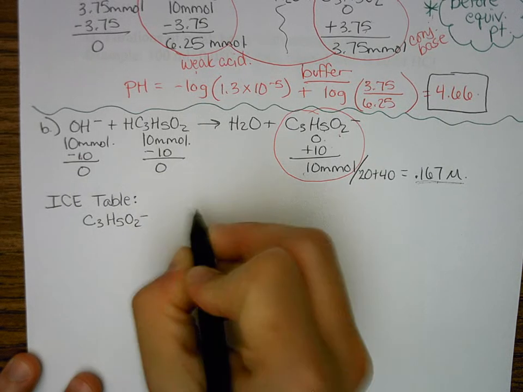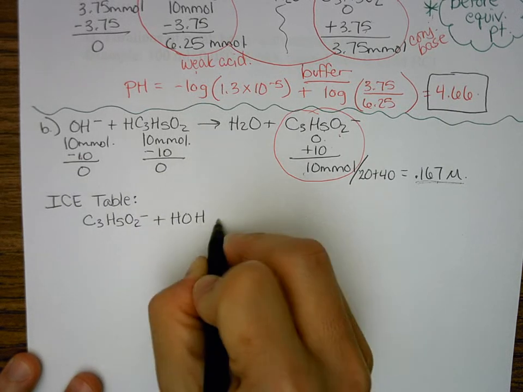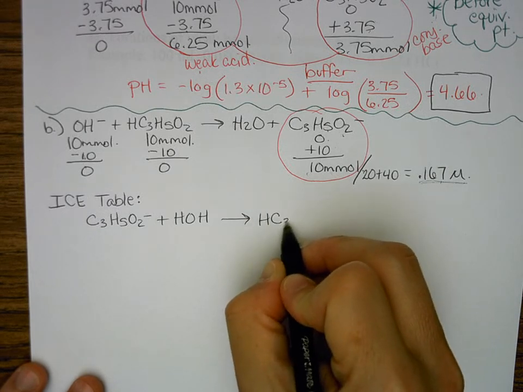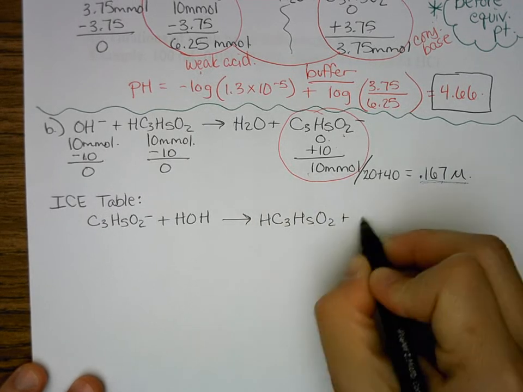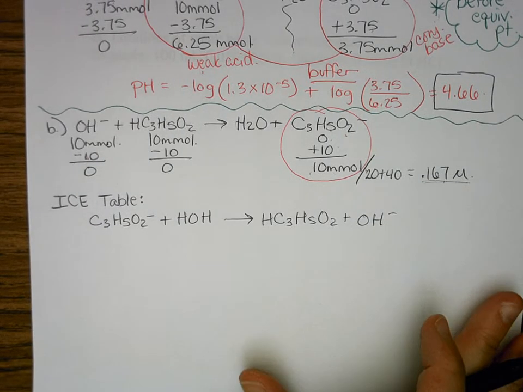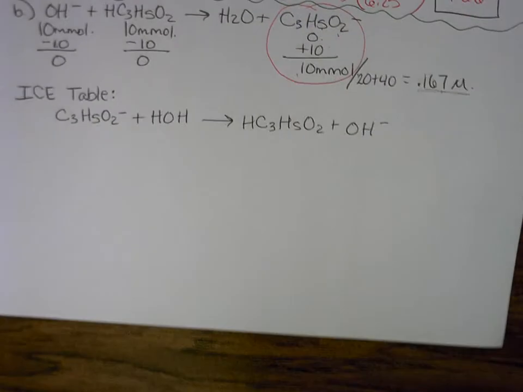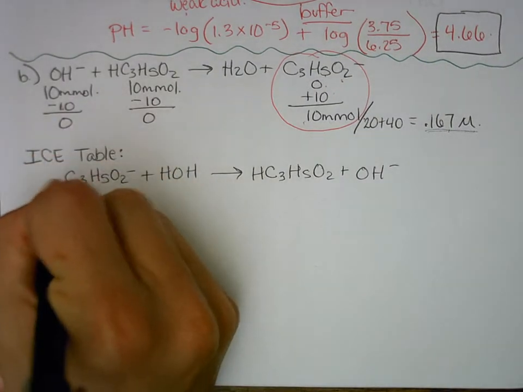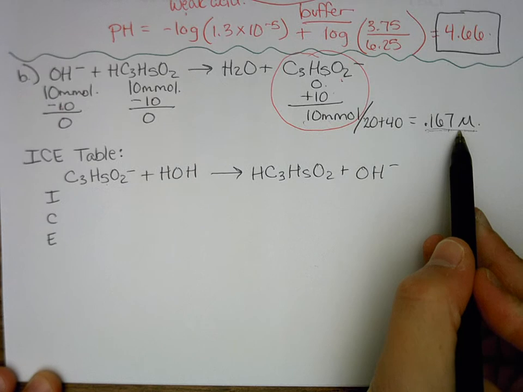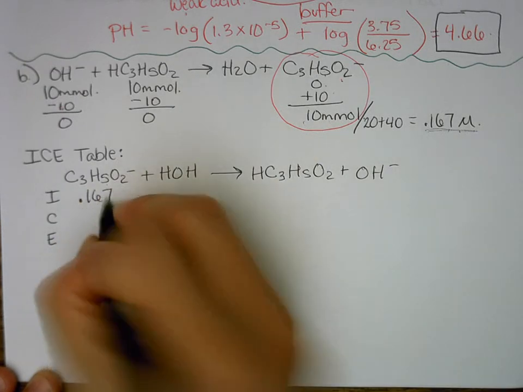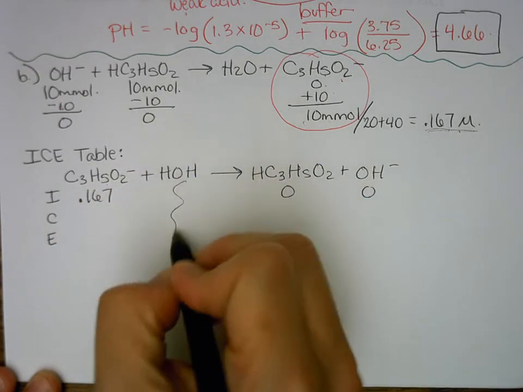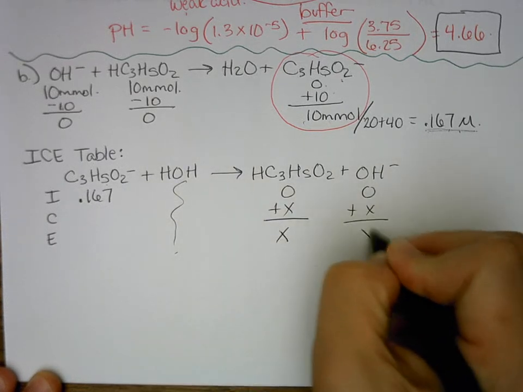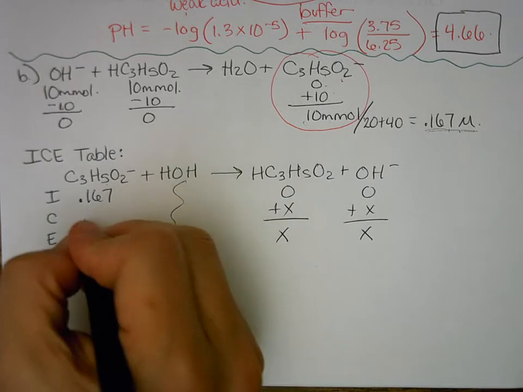So I'm going to reverse this reaction. C3H5O2 minus plus HOH. Then I'll get the propanoic acid and I'll get hydroxide ions. Since you get hydroxide ions, that's why the solution is basic. So if I set up an ice table, my initial concentration of that propanoate ion is 0.167. This is 0 and 0. And then this is a regular ice table setup, so plus X. So I get X's over on the product side, and then minus X over here.